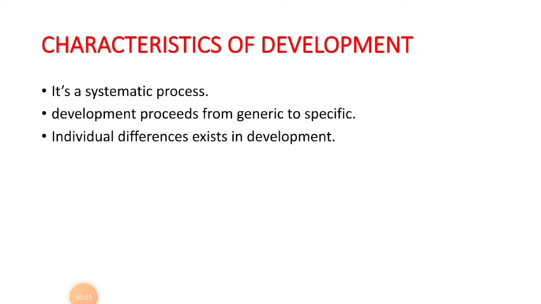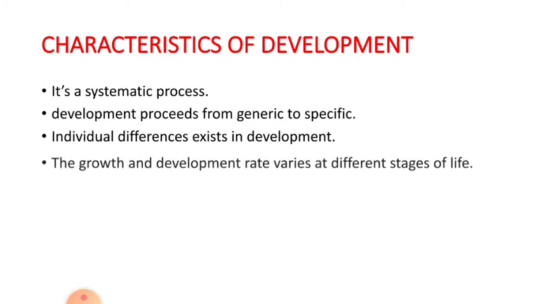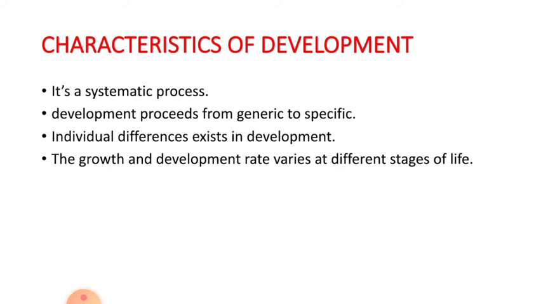Third point is individual differences exist in development. Even two siblings don't have the same rate. Next one, the growth and development rate varies at different stages of life. It means the rate of development is higher in infancy and adolescence as compared to the adulthood and childhood stage.